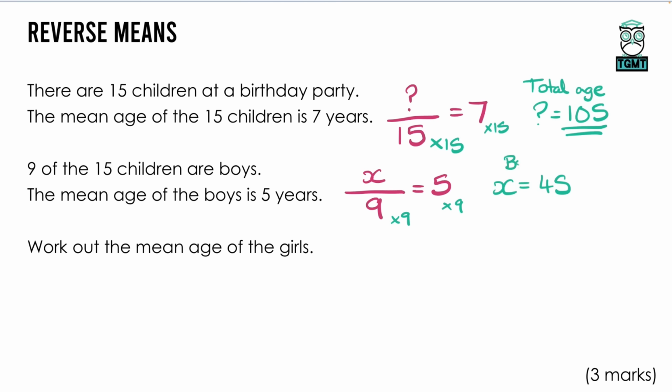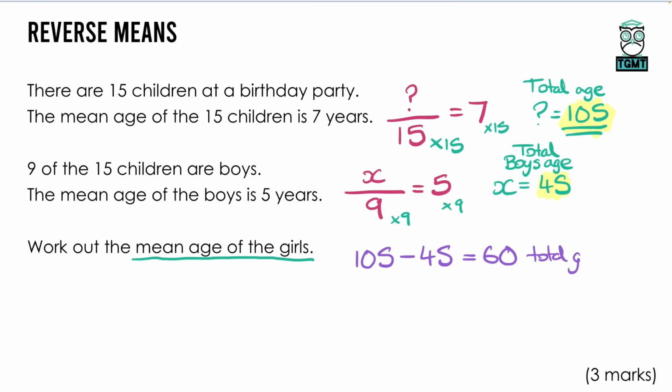And that's the age for the boys. So let's write that down. That is the total boys' age. It says work out the mean for the girls. So the mean age of the girls, now we're just doing a normal mean. When we want to know the mean, we need to know the total. We can find the total because we know that the total of all their ages was 105 and the total for the boys is 45. So for the girls, we can do 105, take away 45, which is equal to 60. And that is the total girls' age.